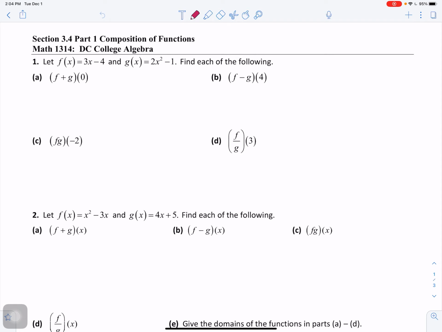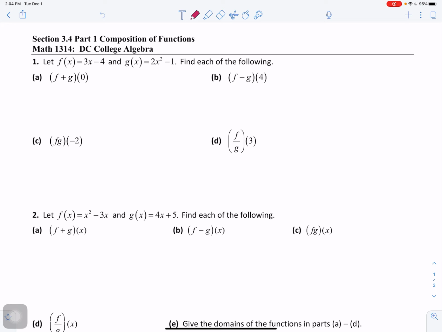This is your class lesson for section 3.4, part 1 of composition of functions. Let's begin with the definition of f of x and g of x. F of x is equal to 3x minus 4, and g of x is equal to 2x squared minus 1. We've been asked to combine these functions.